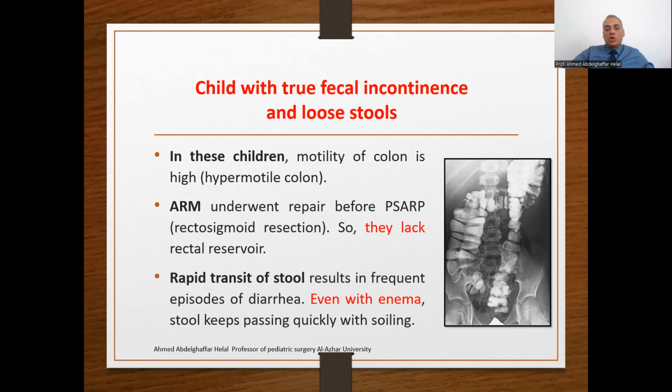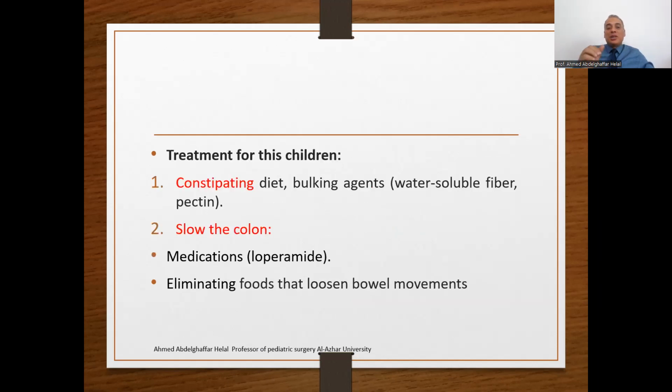What to do? So these children need treatment by a constipating diet and bulking agents, water-soluble fibers. Number two, slow down the colon motility by medication such as loperamide and by eliminating foods that loosen the bowel movement. So the treatment here is totally different. The treatment in true fecal incontinence with loose stool is a constipating diet, bulking agents, slowing down the colon with medication and eliminating the foods that loosen the bowel movement.